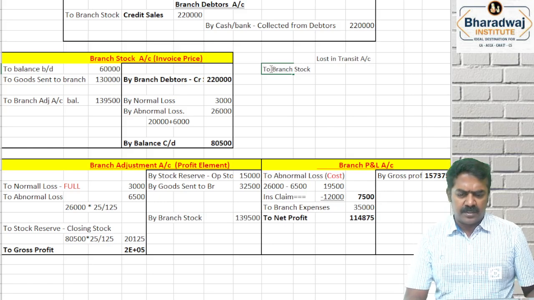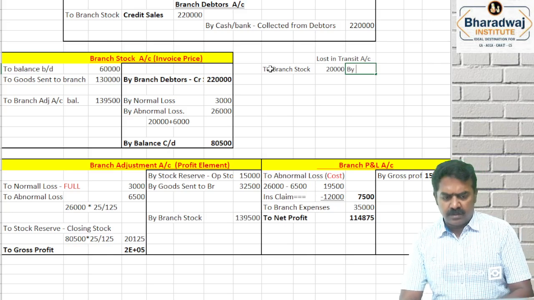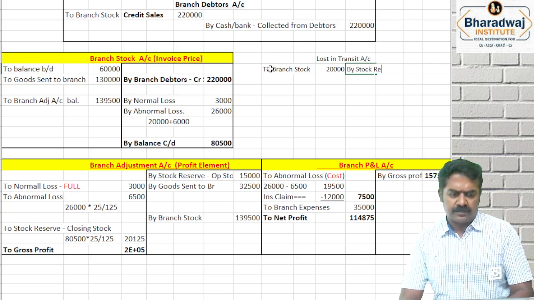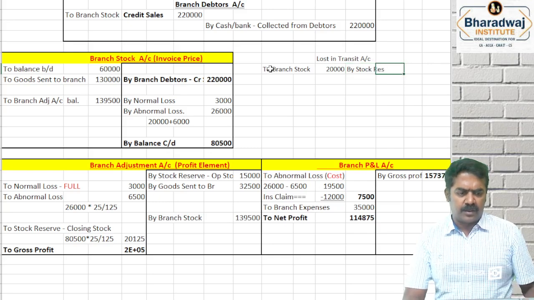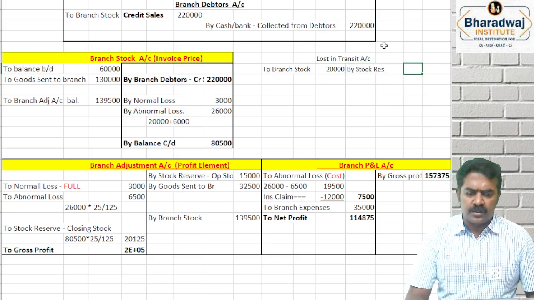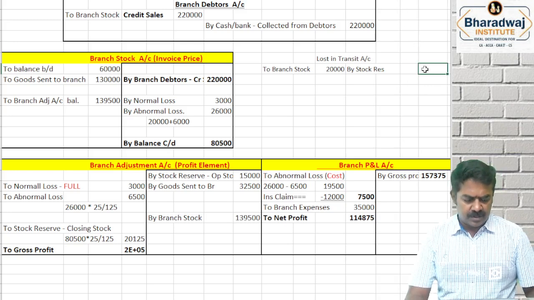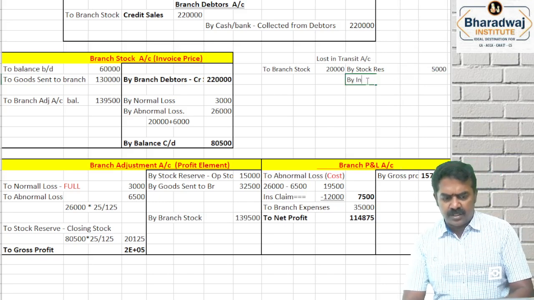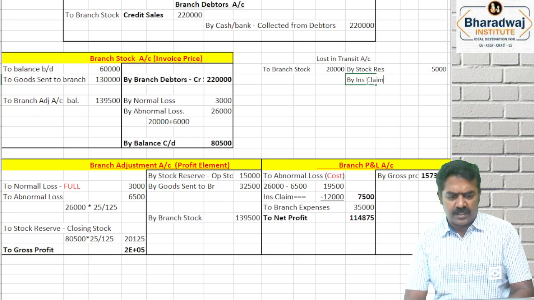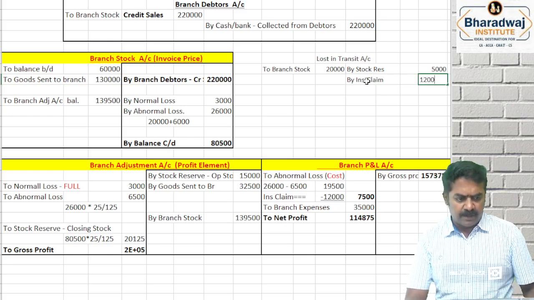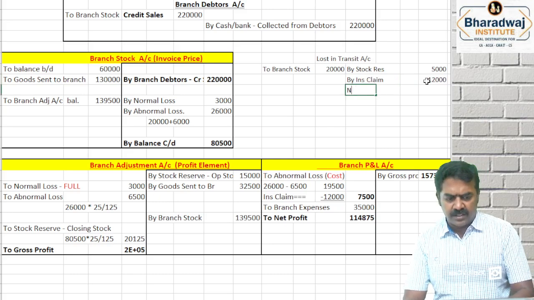Branch stock. How much is lost in transit? 20,000 by the stock reserve. The profit element is 20,000 into 1 by 4. How much? 5,000 will come. Then by insurance claim, how much is recovered? 12,000. The balance we'll charge in the P&L account.